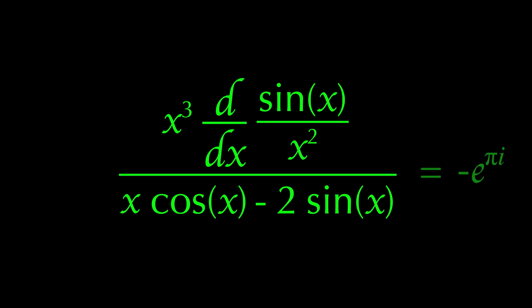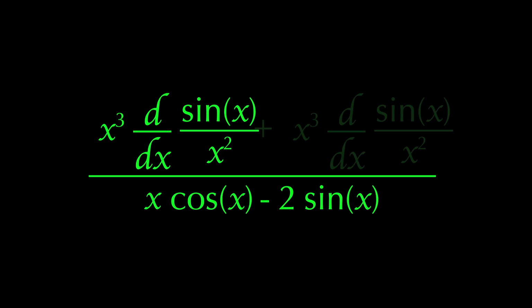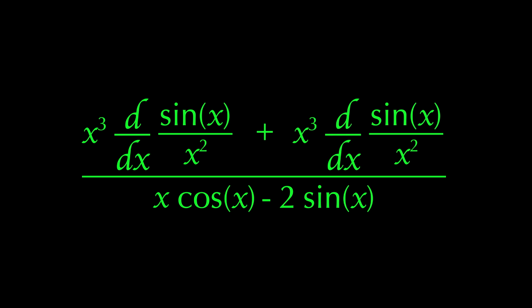Alright, we're doing good. But I do want to make this thing more interesting. So I thought of adding another one of those in the numerator. This makes our result into 2. And it also gives us something to work with. Now here comes the tricky part.